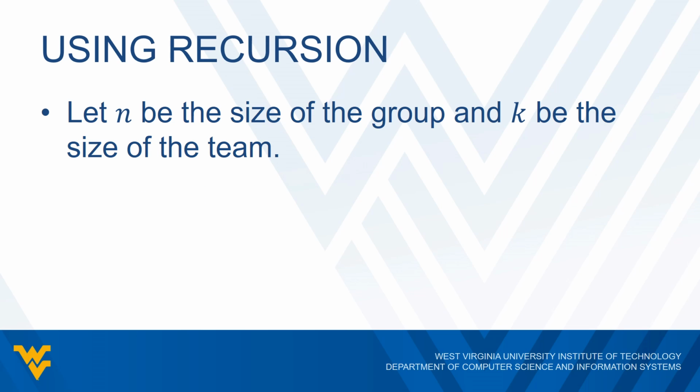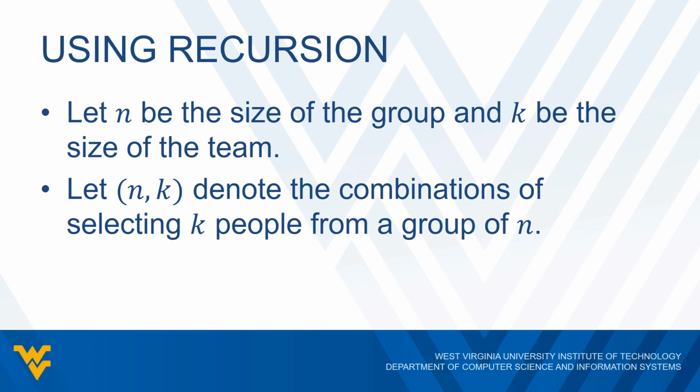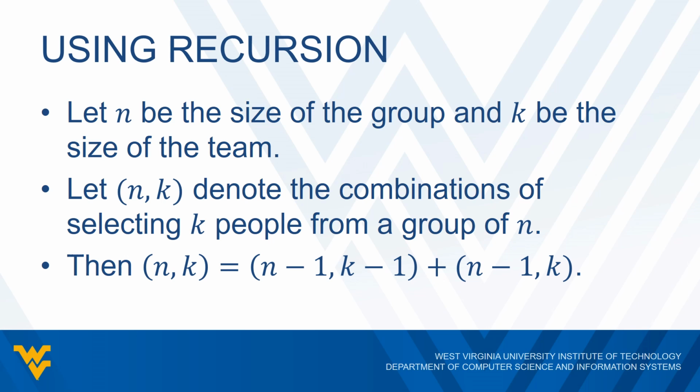Let's say N is the size of the group and K is the size of the team that we want to pick. So we're going to let (N K) in parentheses be the actual combinations of selecting K people from a group of N. So we're actually going to say (N K) is the complete list of combinations. And what we find is that in order to get (N K), we can actually break it up into the 2 groups that we've mentioned. So one group is going to be (N-1, K-1). So that's going to give us a list of combinations. And then we can include the (N-1, K) list of combinations. So if we put these 2 groups of combinations together, that would give us the full list of combinations.